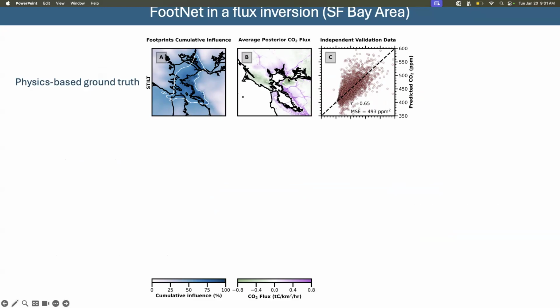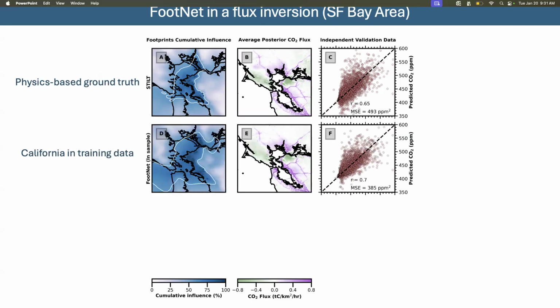And we can see some of these structures pretty well. For example, high emissions in the Bay Area and freeways. And the third column shows some independent validation. So here we randomly put aside some observations and did not use them in the flux inversion, and then compared the observed CO2 on the x-axis against the predicted CO2 on the y-axis. For example, the correlation coefficient is 0.65 and mean squared error is 493 ppm squared. And then we performed this exercise again, but using our FootNet model.